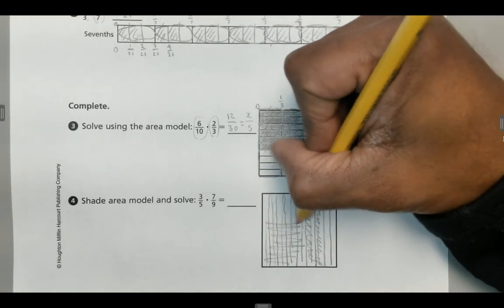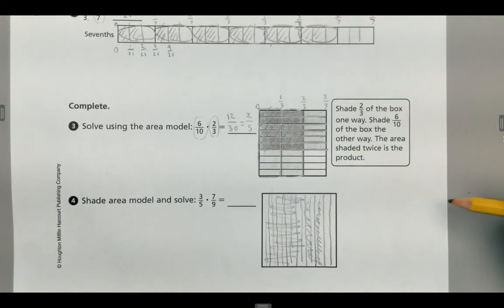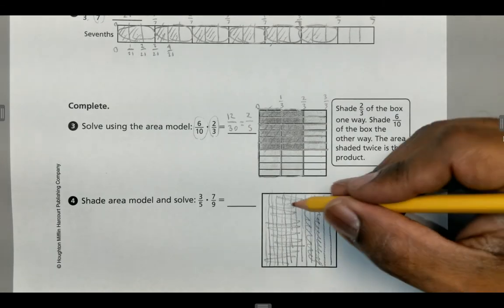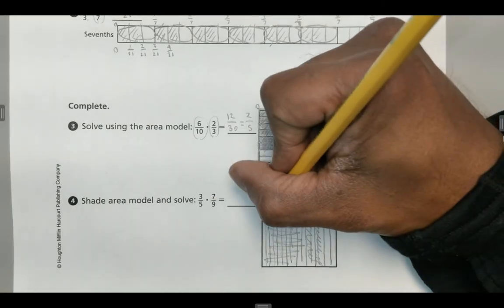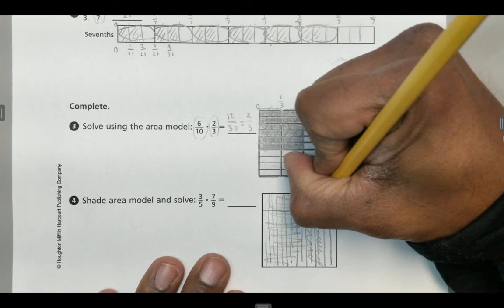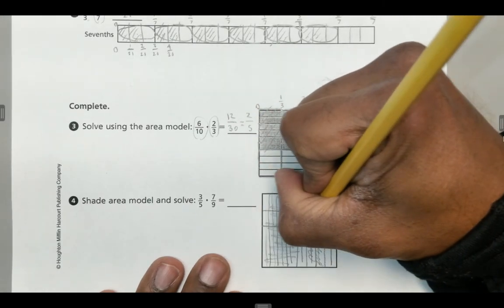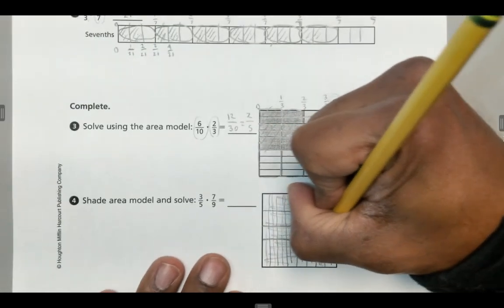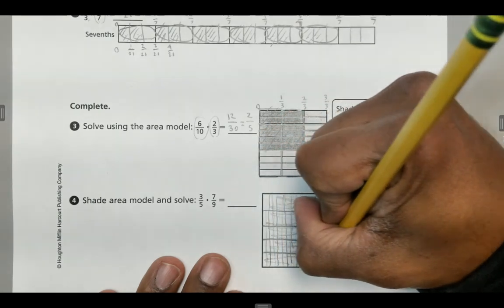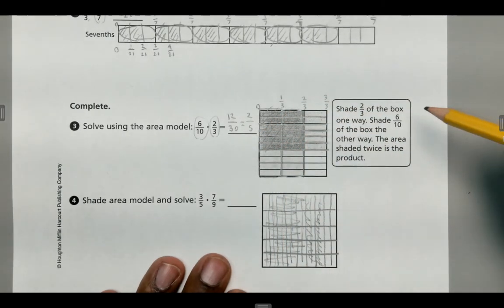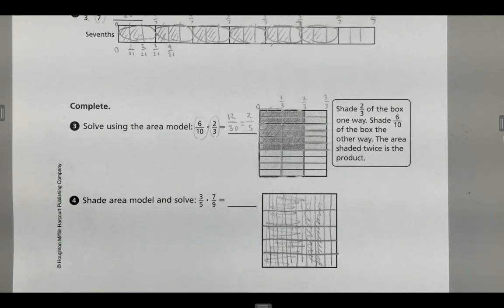Okay, now I'm going to get a little sloppy. That's going to have to do. Now I want to overlay 3/5. Okay. So overlay 3/5, 1/5, 2/5, 3/5, 4/5, and 5/5. Where these two overlap is the answer to my problem.